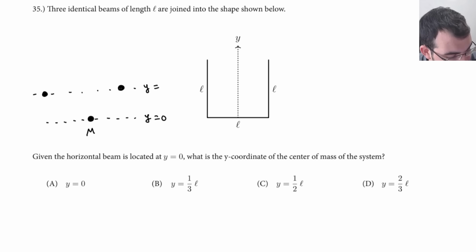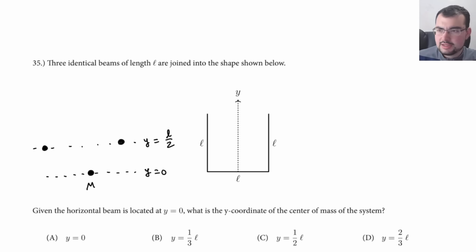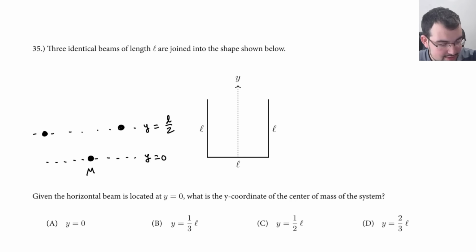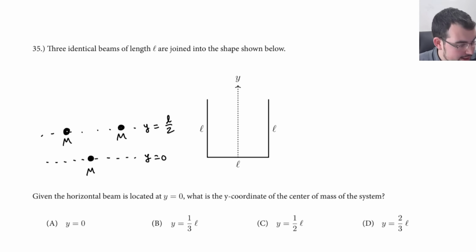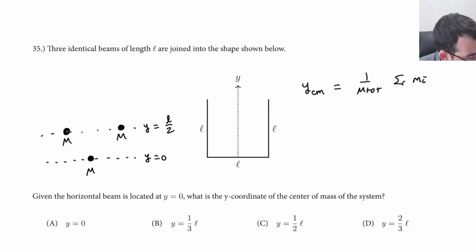Or L over 2, rather. Because again, the center is just going to be exactly halfway between the two of these. So then we can just do our center of mass calculation, where Y_CM is just going to be 1 over M total times the sum of m_i y_i.